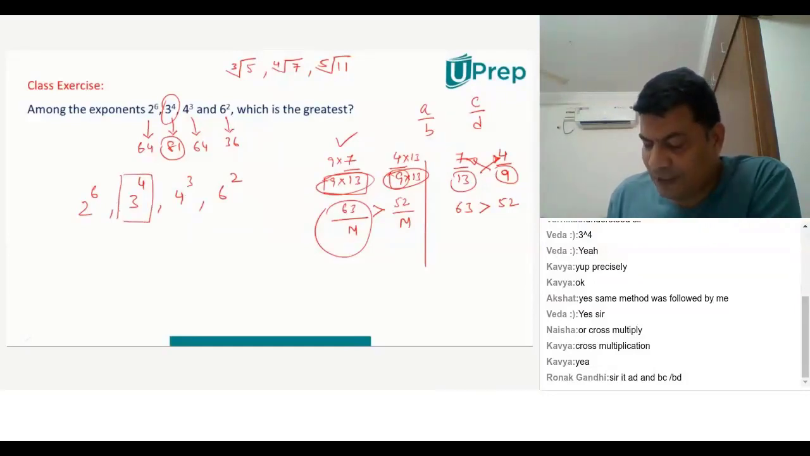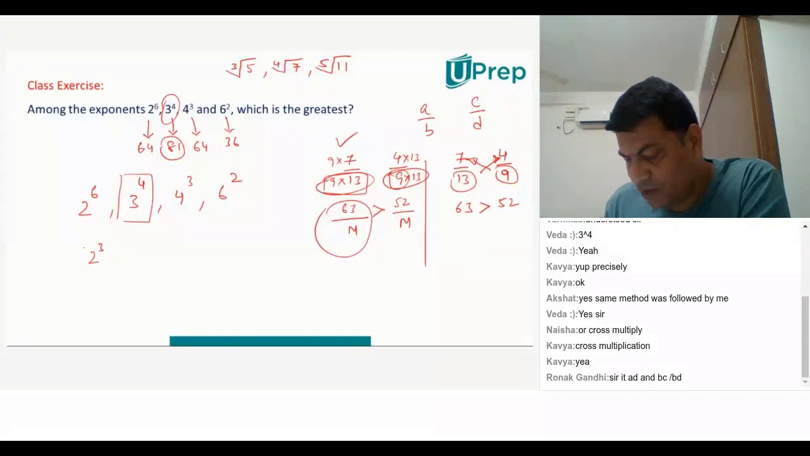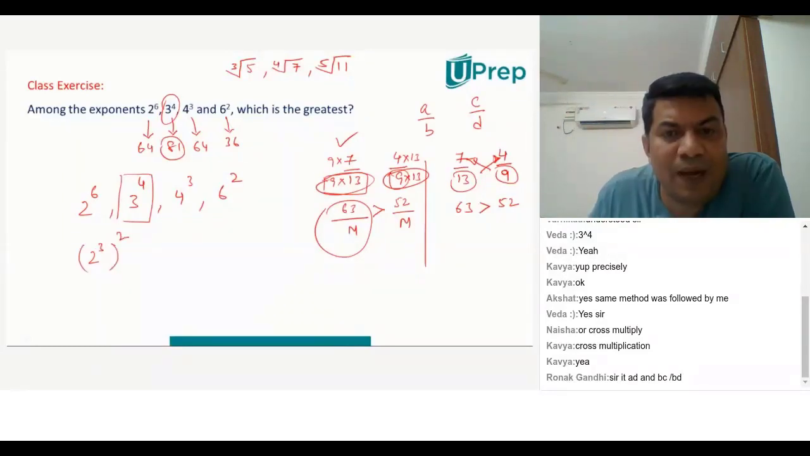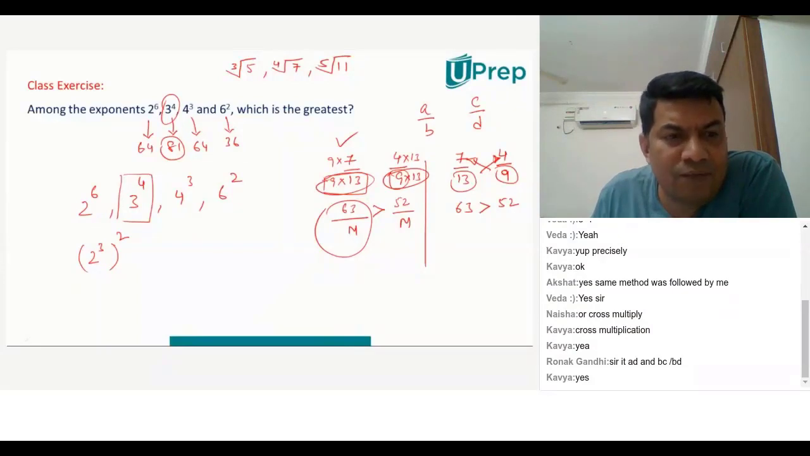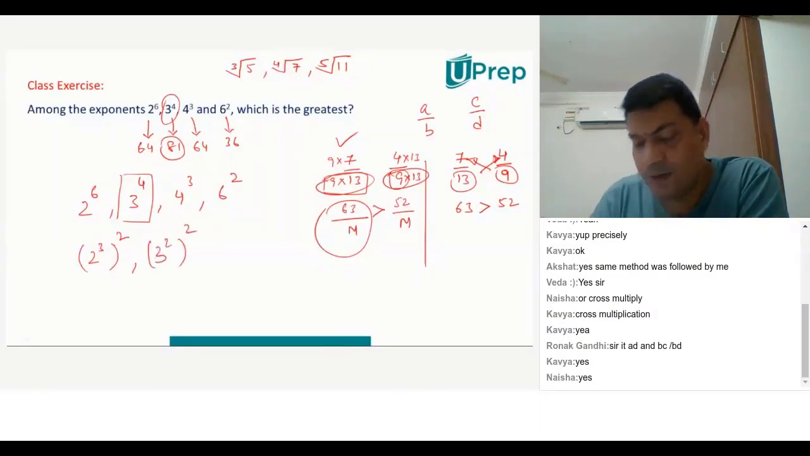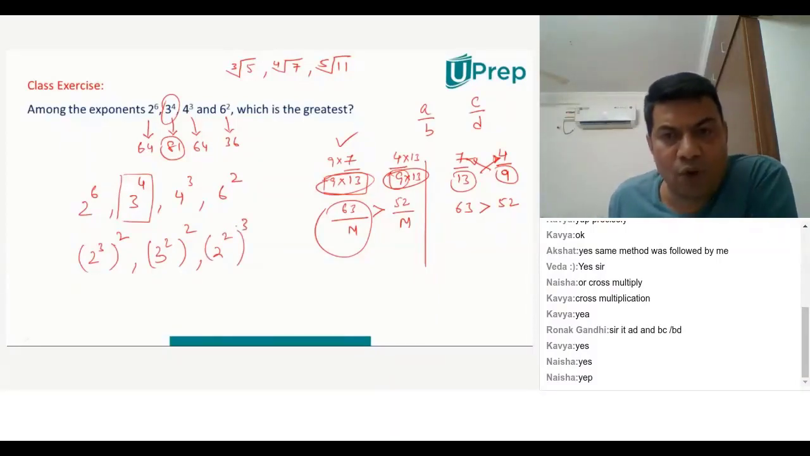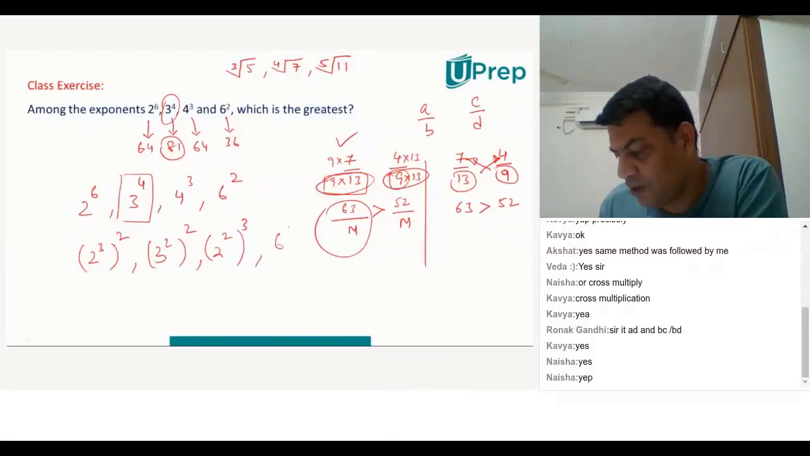Now, basically 4 power 3, 6 square, 2 power 6. Now, let me write this 2 power 6 as 2 power 3 whole square. Can I write it that way? Yes, sir. Very good. Now, can I write 3 power 4 as 3 square whole square? Yes, sir. And now 4 power 3, I can actually write it as 2 square whole power 3. In the next step, I'll change that. Don't worry. And I'm keeping 6 square as 6 square only.